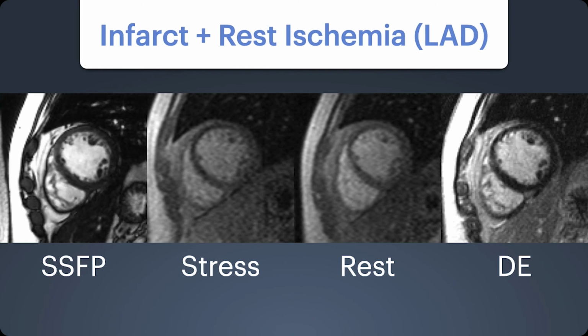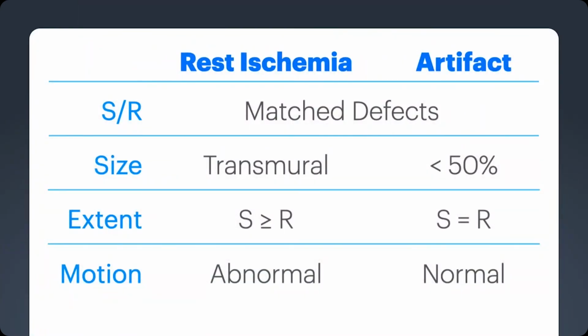So what is rest ischemia? Basically, both artifact and rest ischemia will result in match defects on stress and rest imaging. With rest ischemia, the size of the defect tends to be more transmural or greater than 50%, whereas with artifact, it's usually less than 50%. So that's one thing we can use to differentiate if we have match defects.